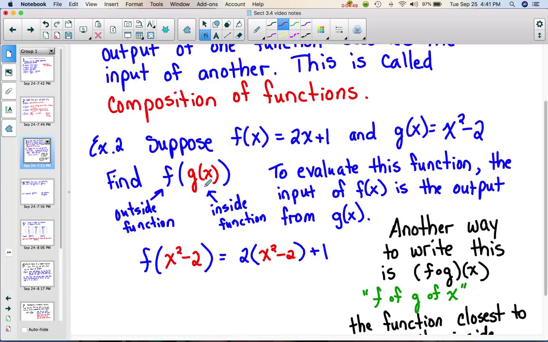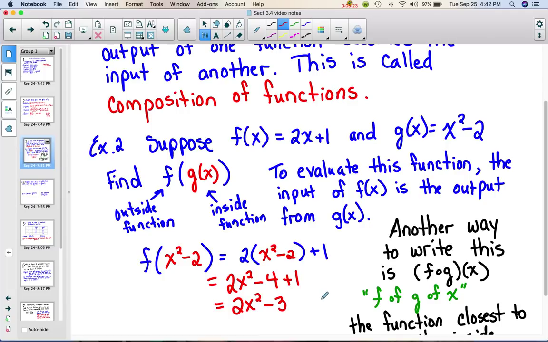I took my g of x function, which is equal to x squared minus 2, and I just put it into function f. So I replaced g of x with x squared minus 2. And now notice what I did: 2x plus 1, but instead of an x, I did 2 times x squared minus 2 plus 1. So I'm just putting one function inside of the other and simplifying that. So going on here, I would have 2x squared minus 4 plus 1, or 2x squared minus 3, and that would be my answer.